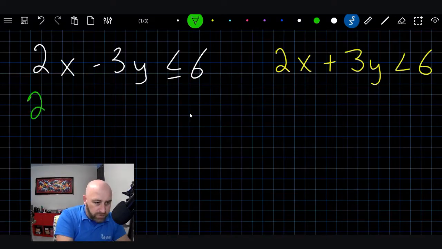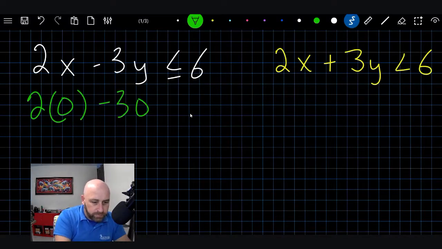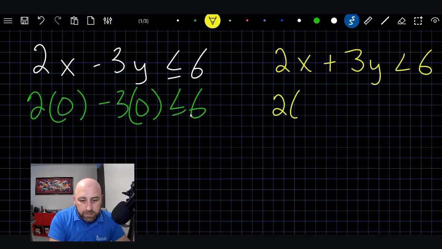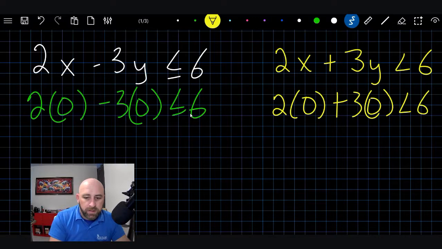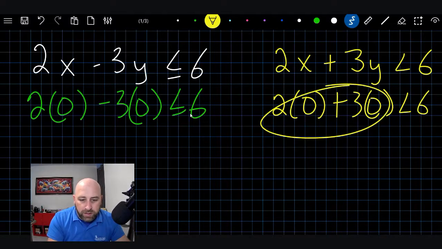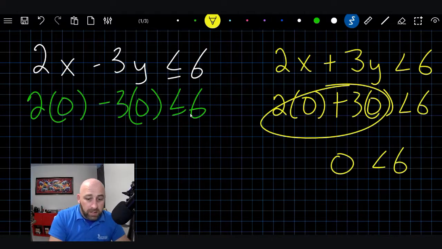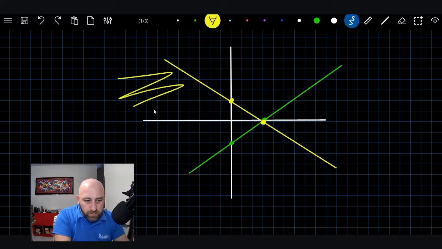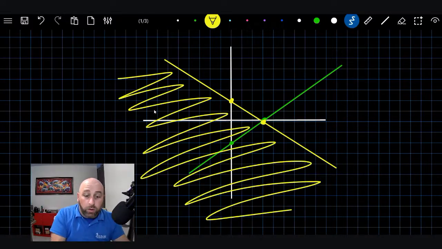All right, so let's plug in our 0, 0. And we can actually do the same thing on the yellow line at the same time. 2 times 0 plus 3 times 0. Okay. And so this all zeroes out over here. So we get 0 is less than 6. Okay. And so that's true. 0 is less than 6. And so for our yellow line, remember, it's the 0, 0 point that we're using. So that means that this side works.